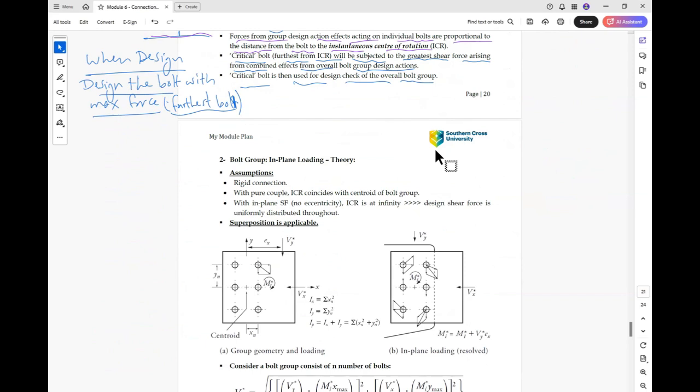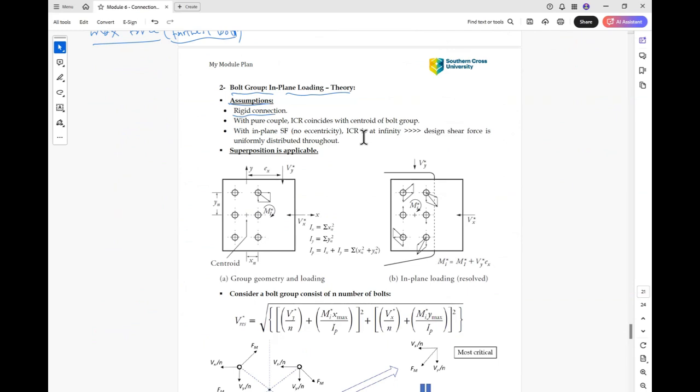Okay, so this is the idea behind the group of bolts. Let's look at the in-plane loading, the theory behind it. The assumption is we have a rigid connection. Why do we have a rigid connection in this type of bolt design? Because we have moment, so the connection needs to be rigid. With a pure couple, the ICR coincides with the centroid of the bolt group.